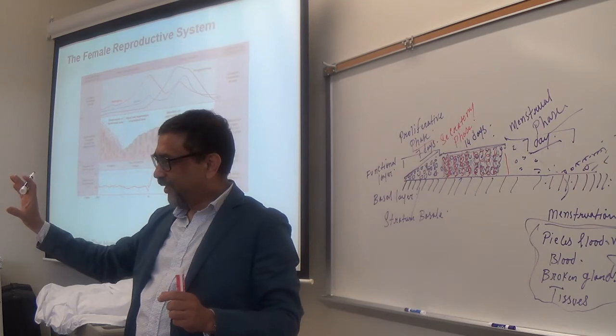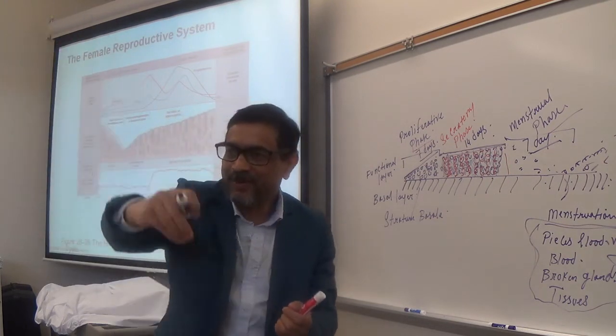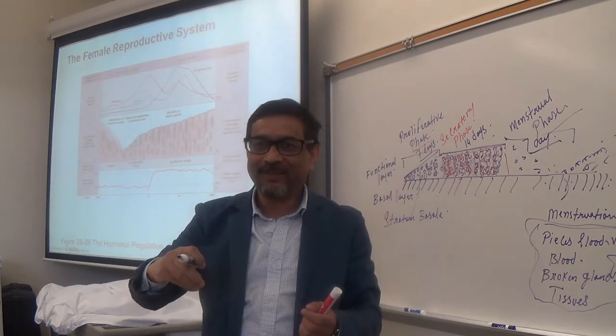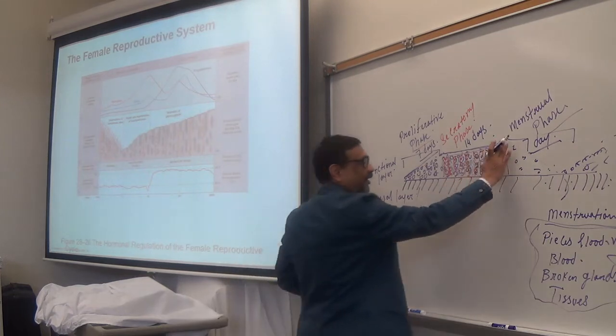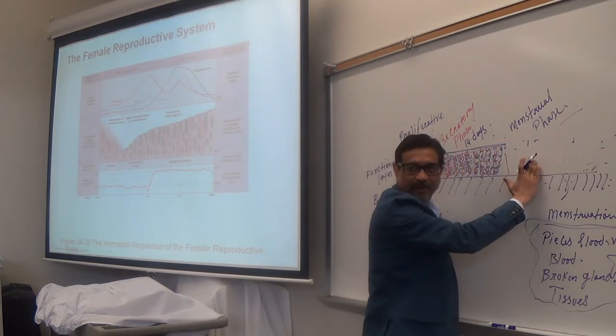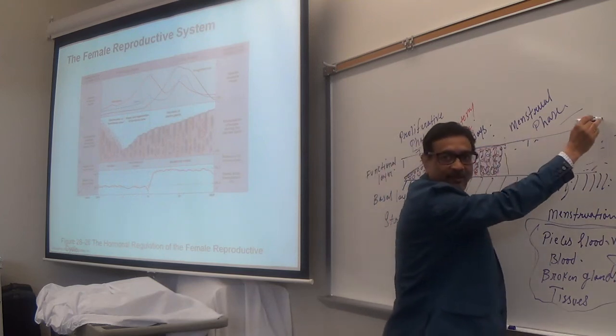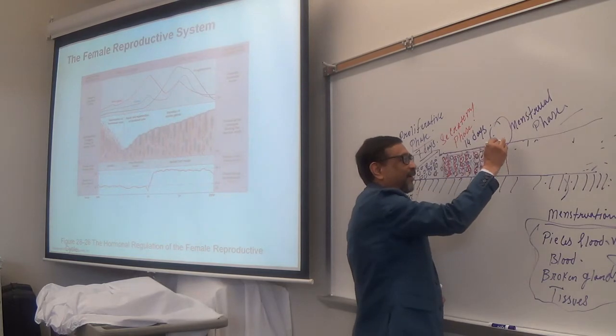The layer will stay there. Make sense? Because the fertilized egg, the blastocyst, will come, right? So yes, it will stay. If fertilization occurs, this part will not happen. Make sense? This part will not happen. It will continue to stay. Okay? So the blastocyst will come and will get implanted.